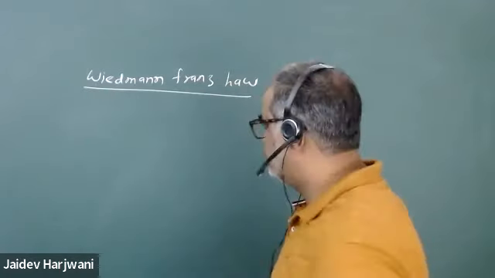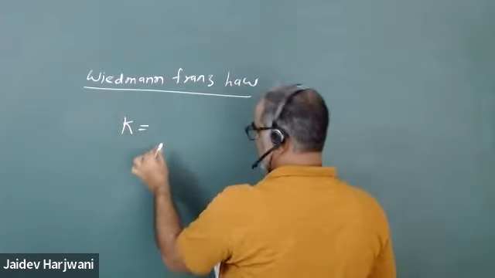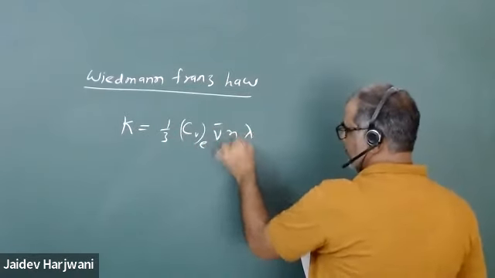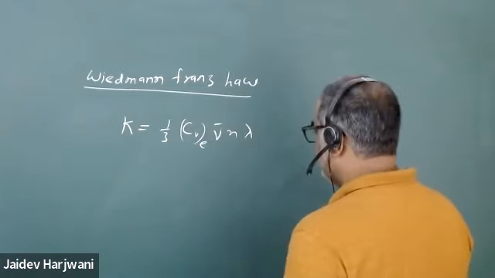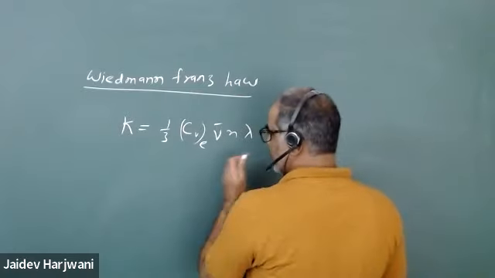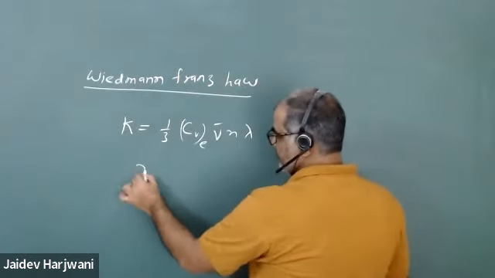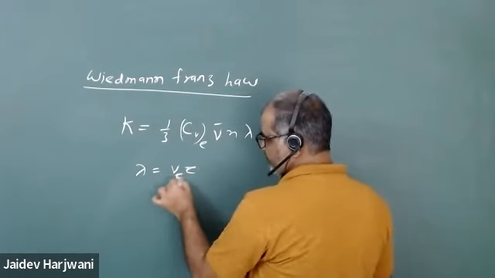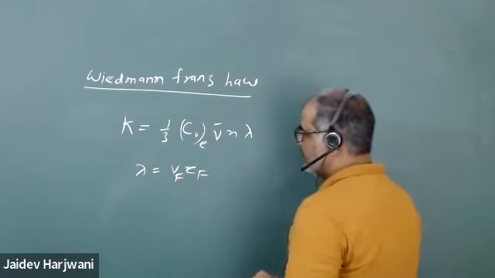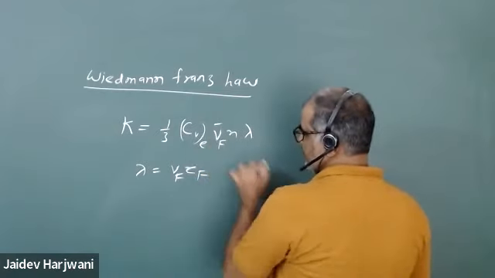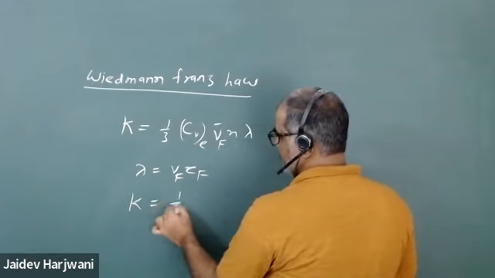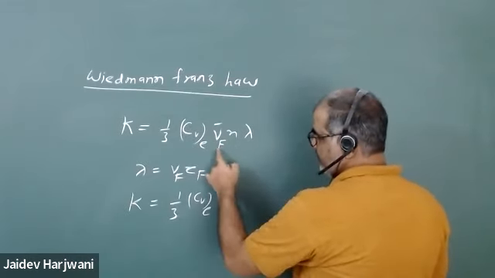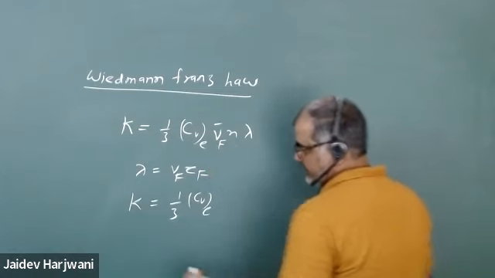So now we know the thermal conductivity expression we have already derived, and its value is half Cv electronic, v bar and lambda. This we have derived last time. Now we know that only the electrons which are near the Fermi level contribute, because lambda is v times tau, and only electrons near the Fermi level contribute. So I can write this with vF, and if I solve my thermal conductivity, it comes out 1/3 Cv electronic. Here we are taking the average free velocity.